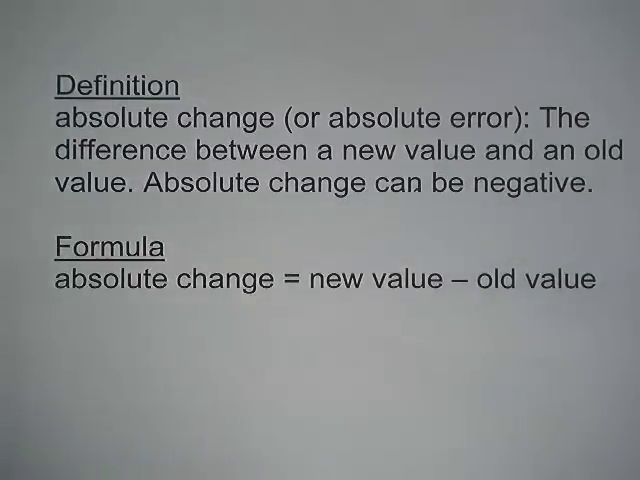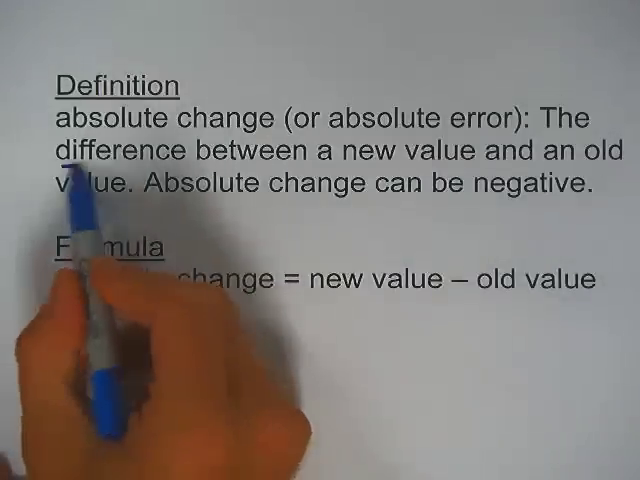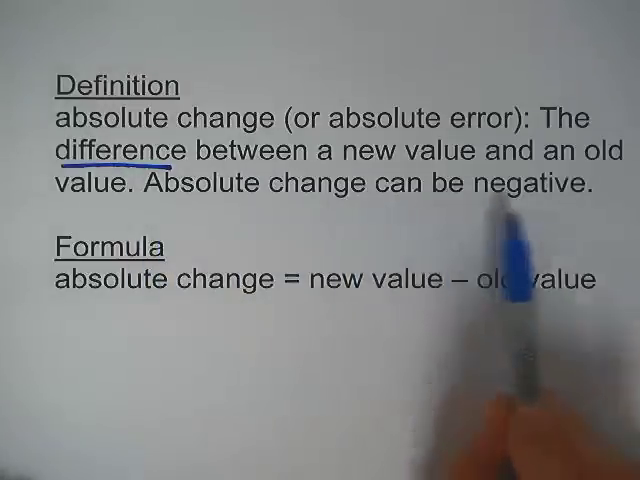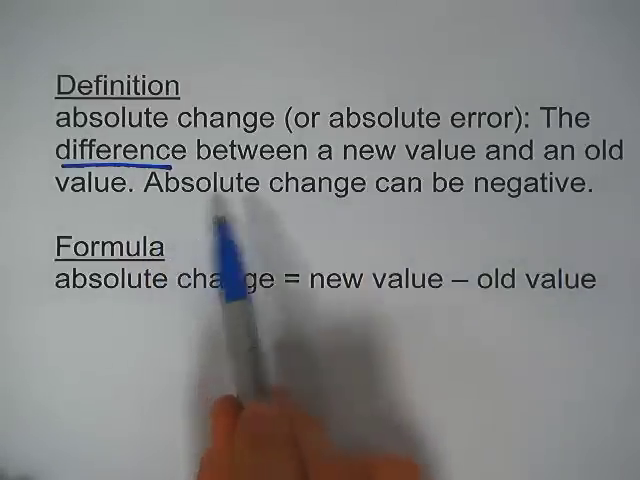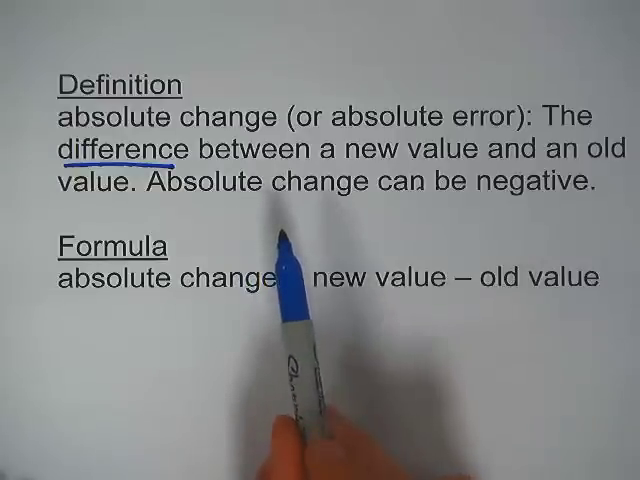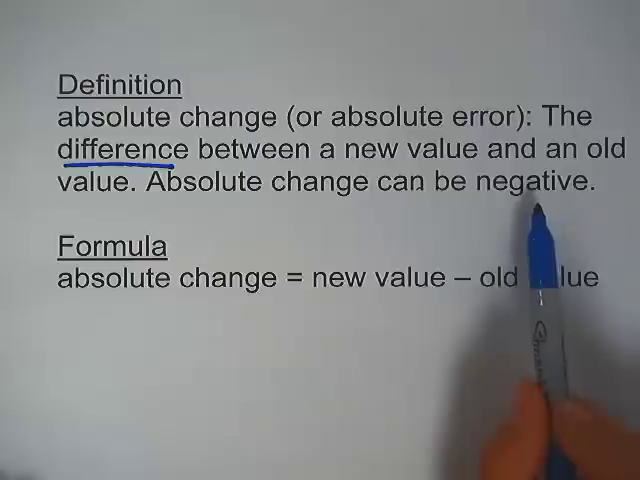Absolute change is sometimes called absolute error if you're looking at maybe a prediction versus what actually happened. But the absolute change is the difference between a new value and an old value. Okay, so again, we're talking about subtraction. Now, absolute change can be negative. So don't confuse absolute change with the math idea of absolute value. Okay, absolute change can be negative.